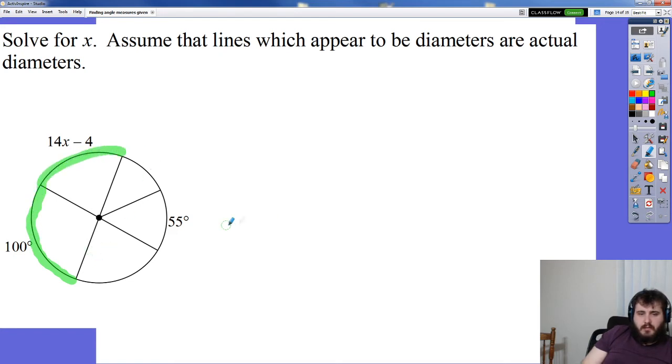semicircle right here. This 55 is unnecessary. Scribble it out. Get rid of it. Kill it. See, now it doesn't matter. It's not actually a thing anymore. So let's do this. These two add up to 180.